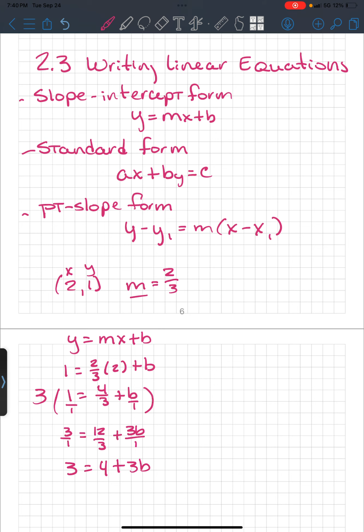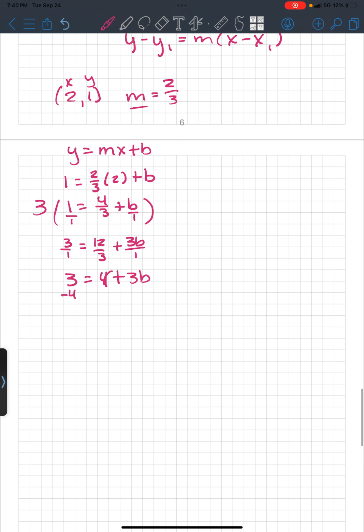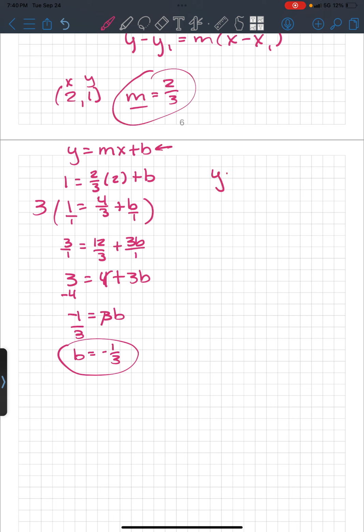Okay, now I'm going to solve for b. So I'm going to subtract 4. And you get -1 equals 3b. And then divide by 3. So b equals -1/3. Now I'm going to use this information, my b and my m, and put it into this form. So y equals 2/3 x minus 1/3. Now to graph that, it'd be pretty funky because you have to graph a 1/3, but it's not asking you to graph. So that is example 1.